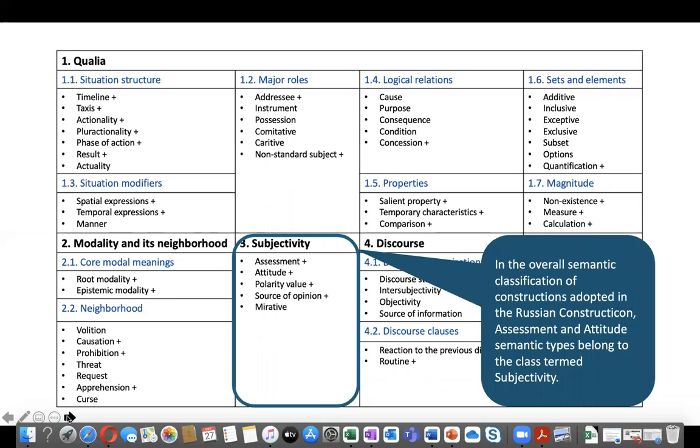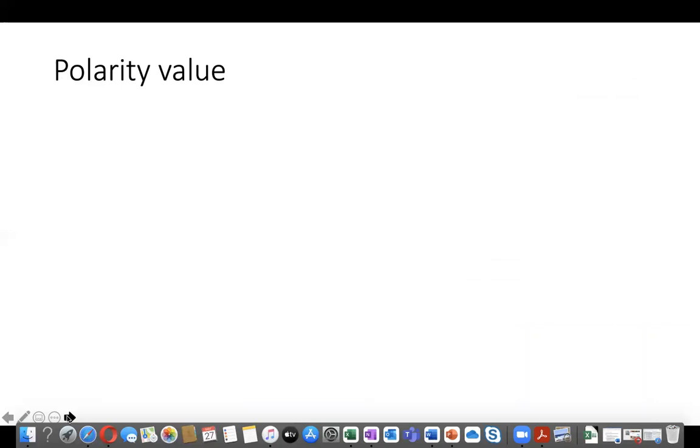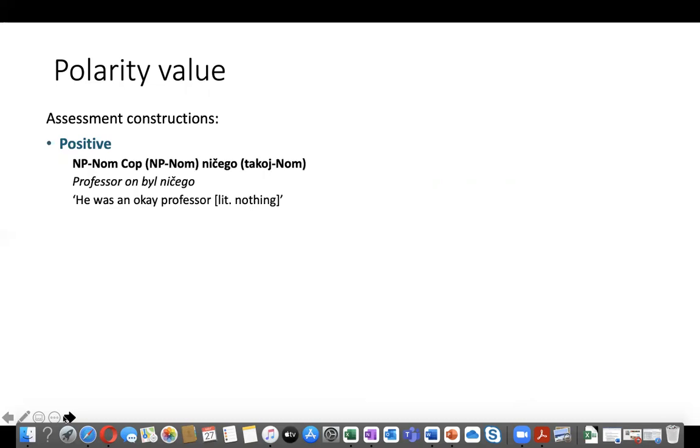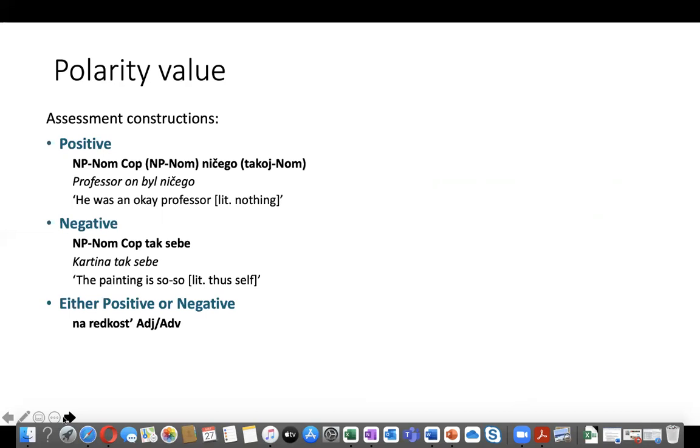assessment and attitude ones are semantic types that are within the class of subjectivity. And very important in this group is polarity values, which we're going to talk about a little bit more on the next slide. So in terms of polarity, some constructions signify something that's clearly a positive assessment, as if we say, "Профессор, он был ничего," he was pretty okay as a professor. Or it can be clearly negative assessment, as we saw in "Картина так себе." And some constructions can express either of the two values, and this depends upon what kind of filler they have in their slots.